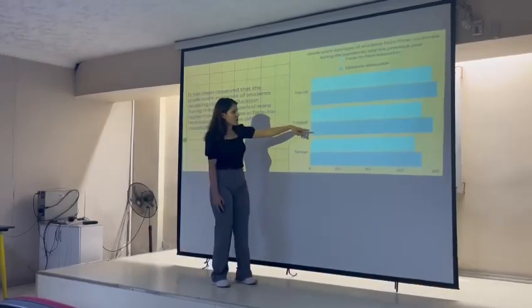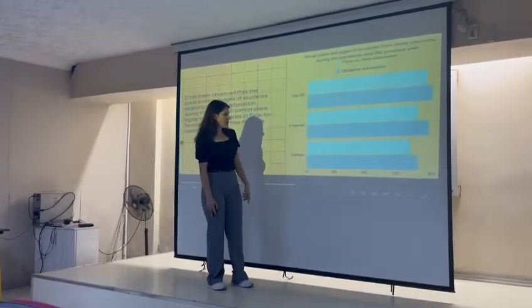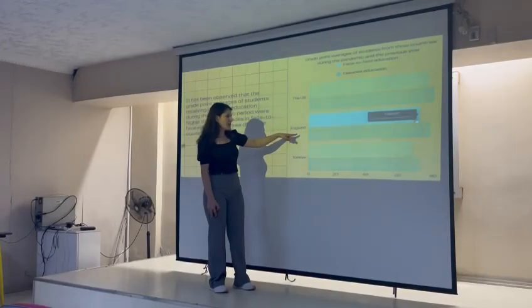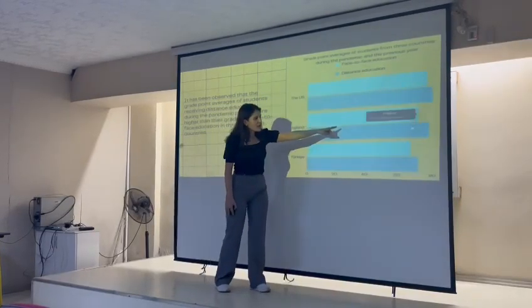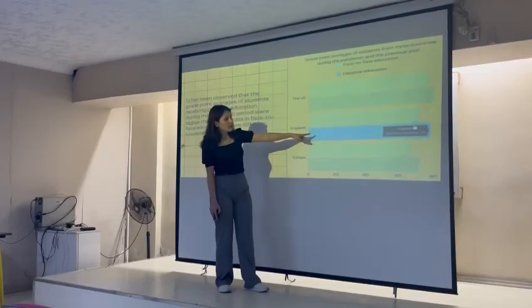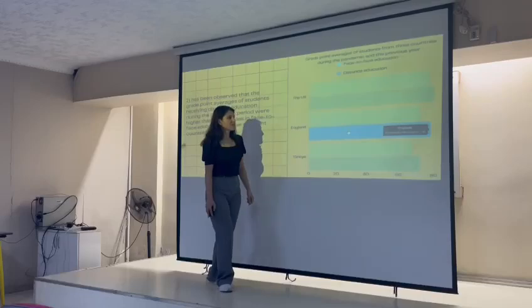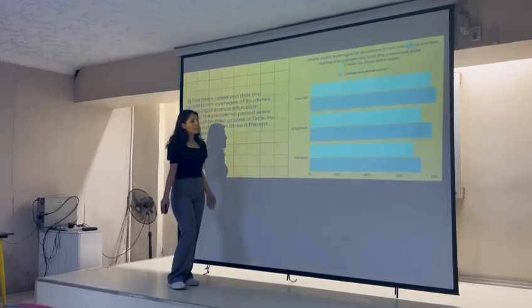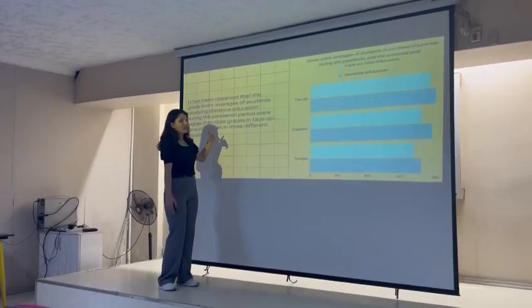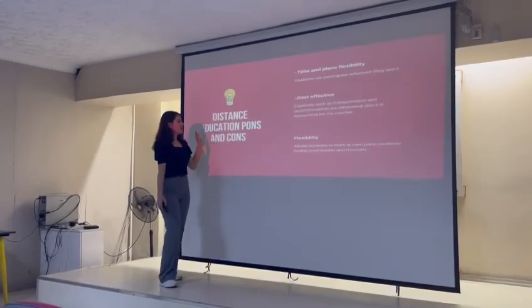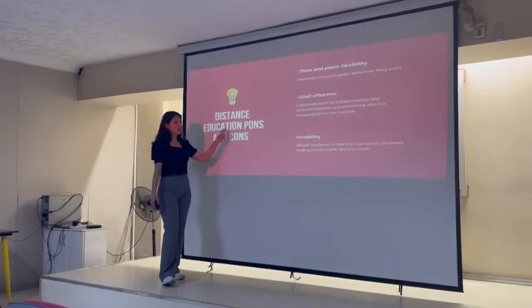For example, this is Turkey or England. In England, distance education is 72 and 78. This is very different because distance education is also higher than face-to-face education. And now we can talk about the pros and cons of distance education.